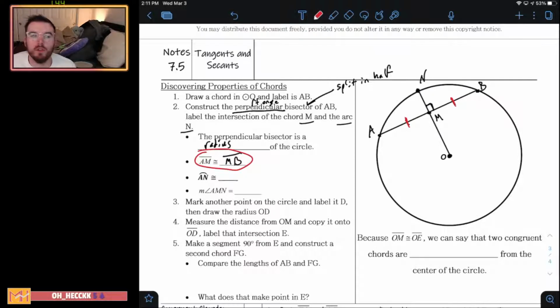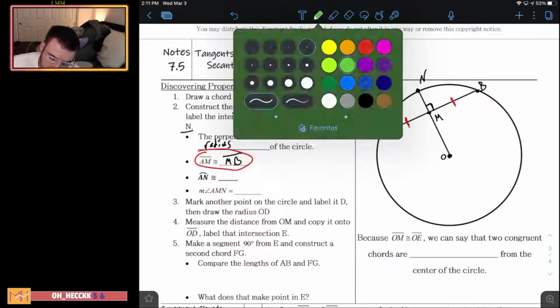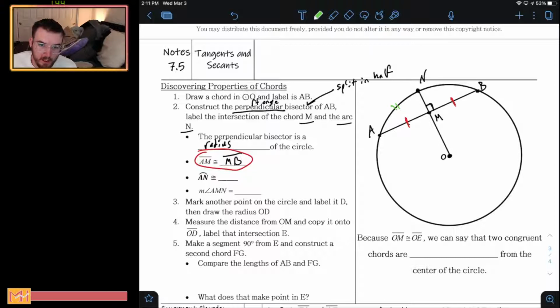And then an interesting fact that occurs is that this half of the arc and this half of the arc are the same. It's kind of a fun thing, I say in quotes. It's an interesting thing that happens. Not only are we splitting the chord in half, but it also splits the arc in half. And then angle AMN is equal to 90 degrees, of course. These are two 90-degree angles.